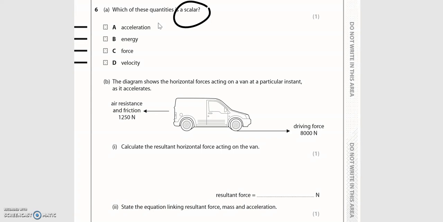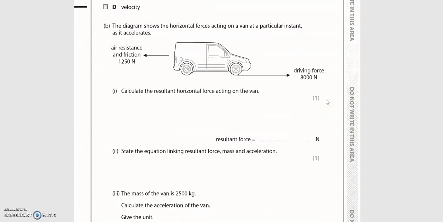the full information. Energy does not, that wouldn't make any sense. Force definitely does. We definitely need to draw it with an arrow so we know it must be a vector. And velocity is the vector version of speed. So speed would be a scalar, but velocity is with a direction. So your answer is B, energy.